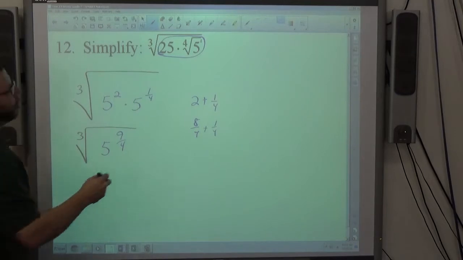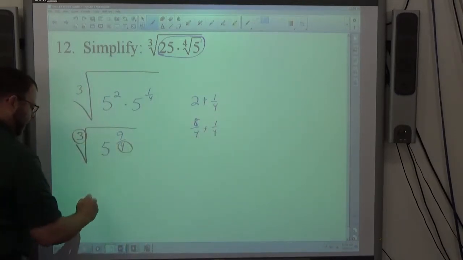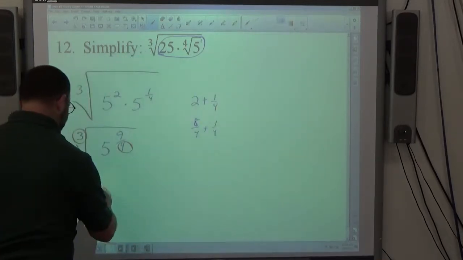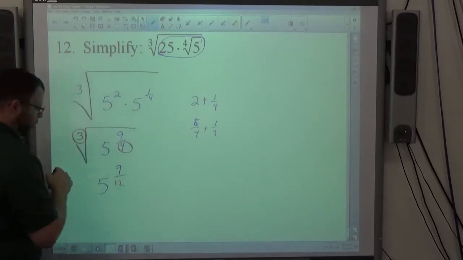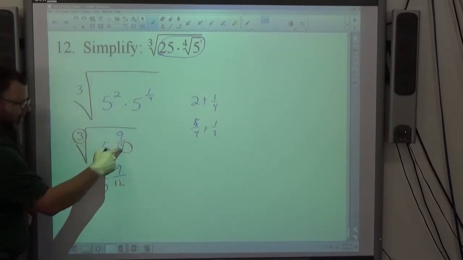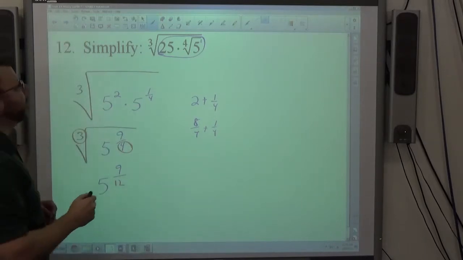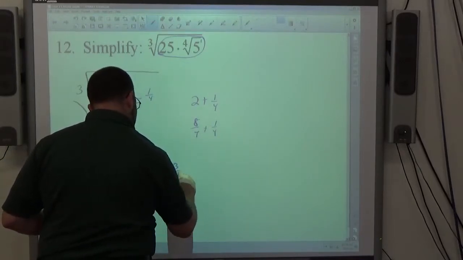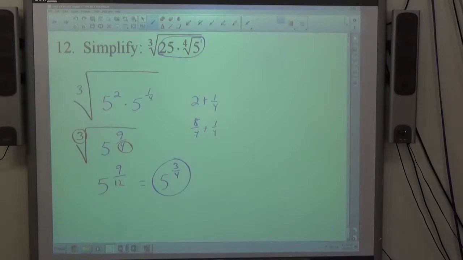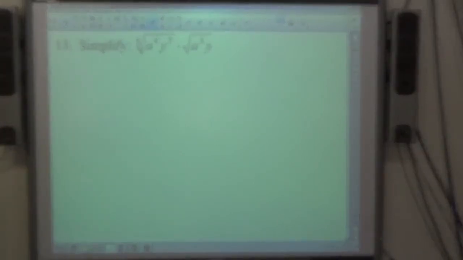My final step to fix this is to multiply this times that. So I get 5 to the 9 over 12. So the cube root just makes the bottom this many times bigger than what it was. All right, so 5 to the 9/12, which is the right answer. I would expect you to see that it reduces. So 5 to the 3/4 is a better answer. I'd give you full credit for that answer, but always reduce fractions. It's a good habit.